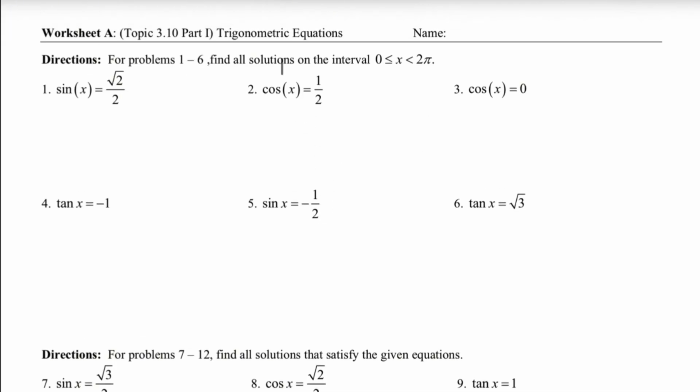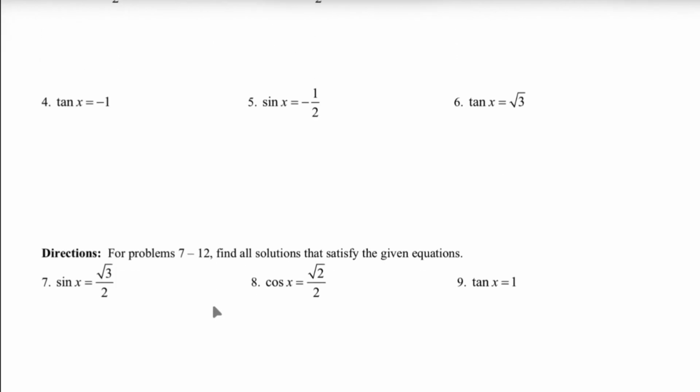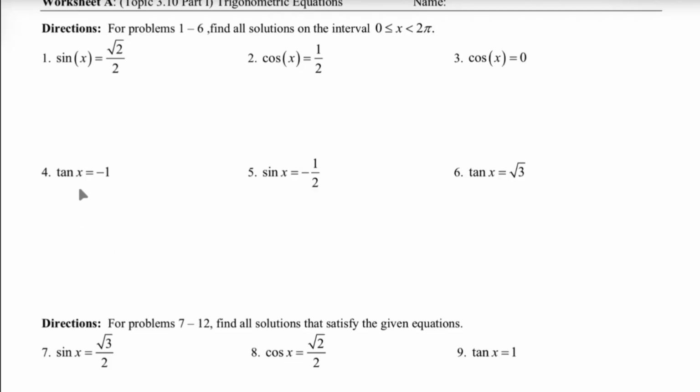So from problem 1 to 6, find all solutions on the interval x is greater than or equal to 0, but also less than 2 pi. So that means that we just want the answer to x. Down here it says find all solutions. That means whatever answer we have, we want to add the period, so plus 2 pi k, or in tangent's case, the period is pi, so it'd be plus pi k. Let's go ahead and get started with number 1.